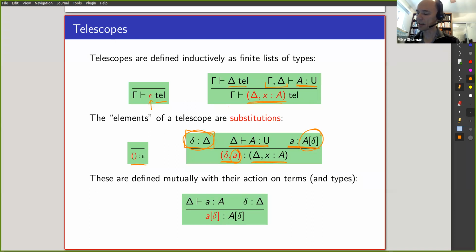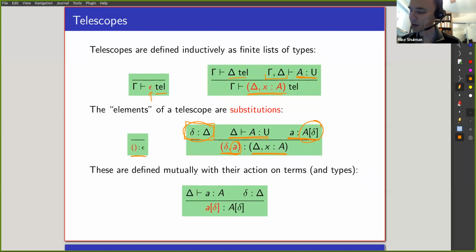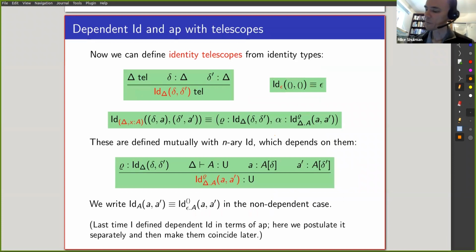Just to emphasize, we're generally going to be omitting these ambient contexts gamma, and I'm doing that everywhere here. But I included it up here so that we could make clear that what's going on is we're extending the ambient context by a telescope when the telescope appears to the left of the turnstile like this. So once we have this notion of telescope, we can define identity telescopes, which are lists of identifications, the natural thing on which the n-ary identity types and app depend.